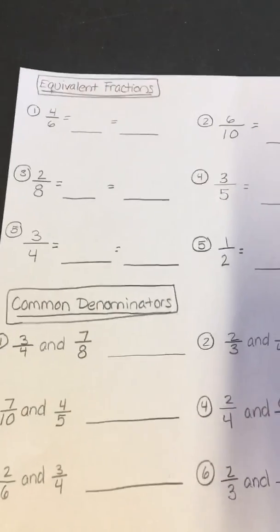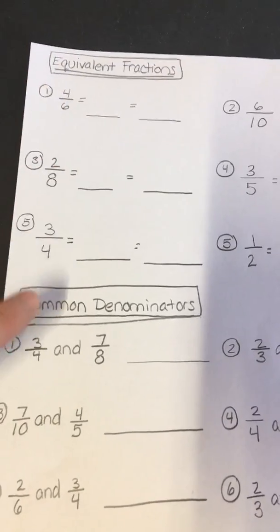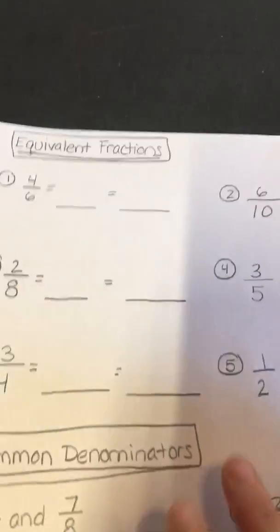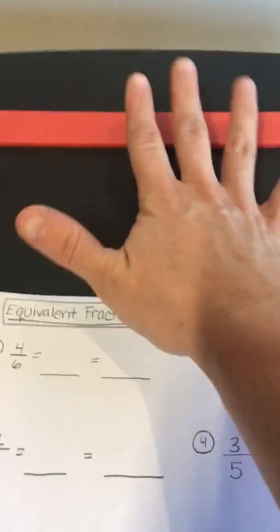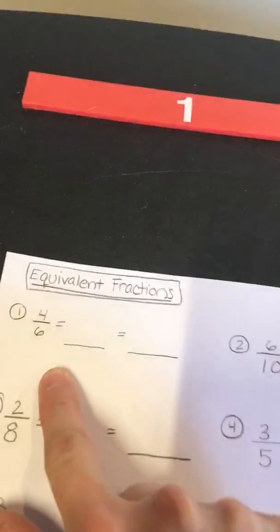Alright guys, I'm going to walk you through the first couple of problems for each section. We're going to start on this page with equivalent fractions and common denominators. So equivalent fractions are fractions that are equal. And so to figure this out, I am going to use my fraction strips. I've got my big pile of them over here. So let's look at the first one.